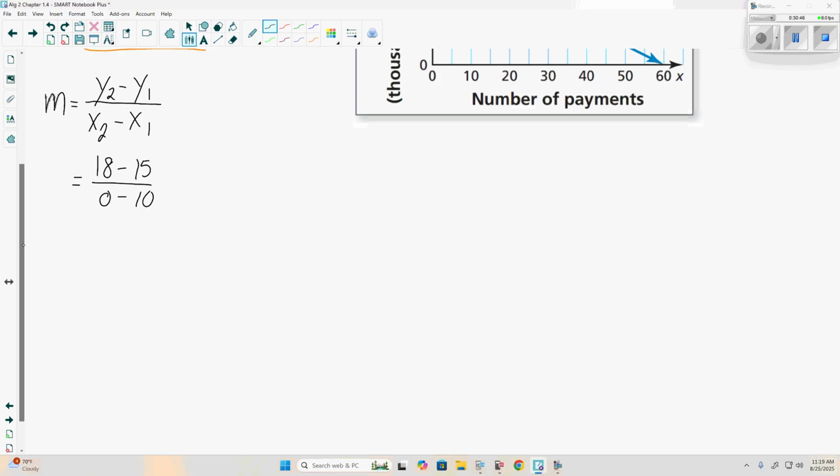Now at this point here, if we did this by hand, 18 minus 15 is 3. 0 minus 10 is negative 10. Now this doesn't reduce, so our slope is negative 3 over 10. I like putting the negative up top. It's not wrong to leave the negative on bottom. I just like putting it on top or in front.